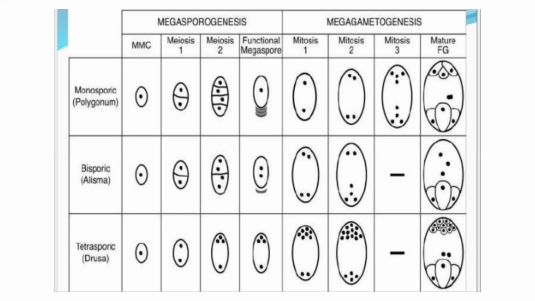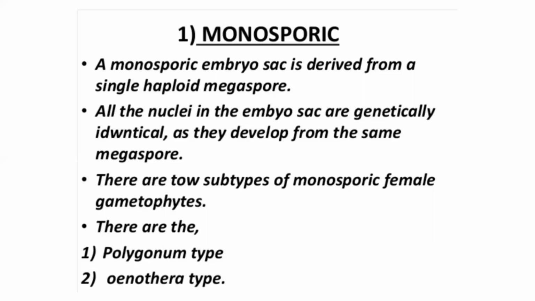In this type, only one of the 4 megaspores formed from the meiotic division of the megaspore mother cell takes part in the development of the embryo sac. So this is the monosporic type. It is of 2 types: Polygonum type and Oenothera type.